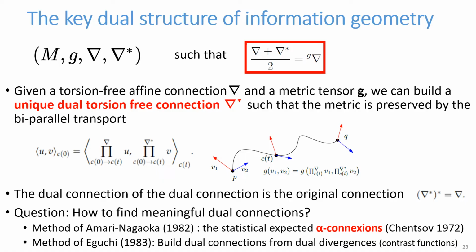So the question is, how can we find meaningful dual connections? We shall see two standard methods. The first one is the expected alpha connections of Amari and Nagaoka, and the second method is the method of Eguchi, which builds dual connections from a smooth parameter divergence. This second method yields what is called the divergence-based information geometry.